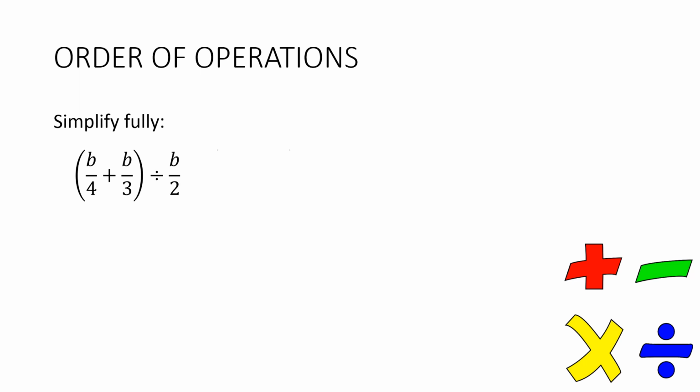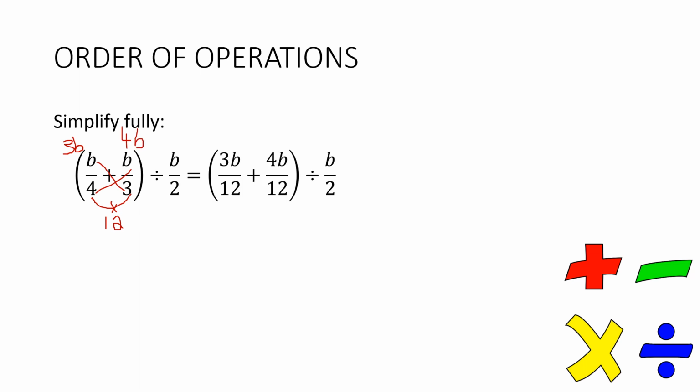Okay, lowest common multiple of 4 and 3 is 12. So let's multiply those two together. And then we're going to cross multiply. 3 times b is 3b. And over this side, 4 times b is 4b. Okay, let's rewrite that. So 3b on 12 plus 4b on 12. Denominators are the same, add across the top. 3b plus 4b is 7b. Don't try and rush these questions, just do them step by step, methodically.